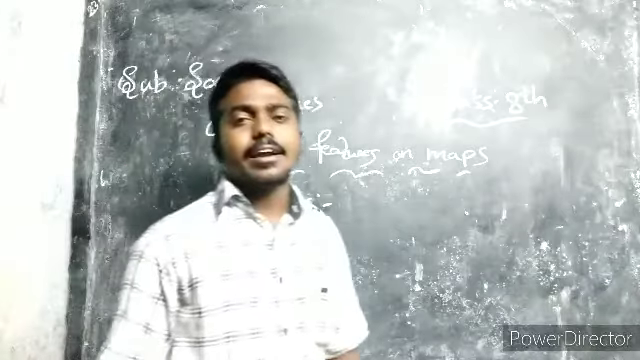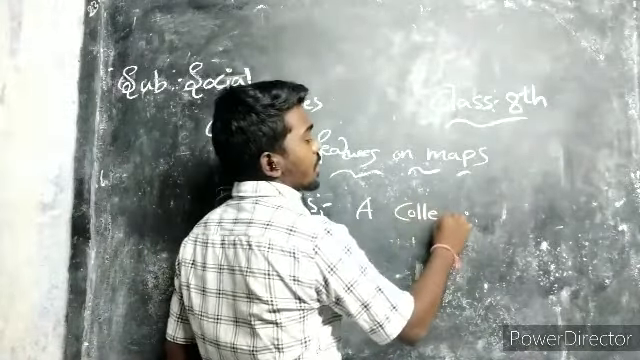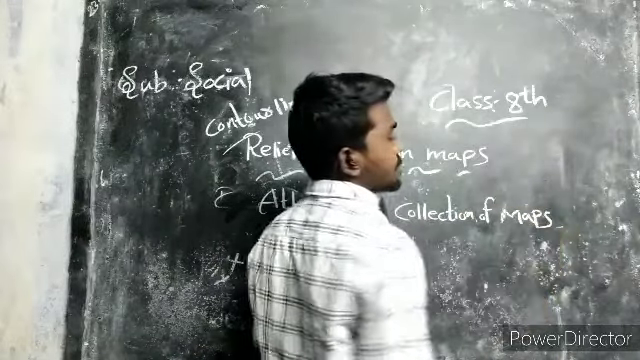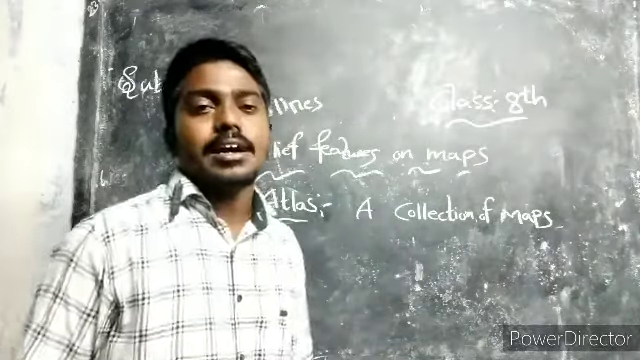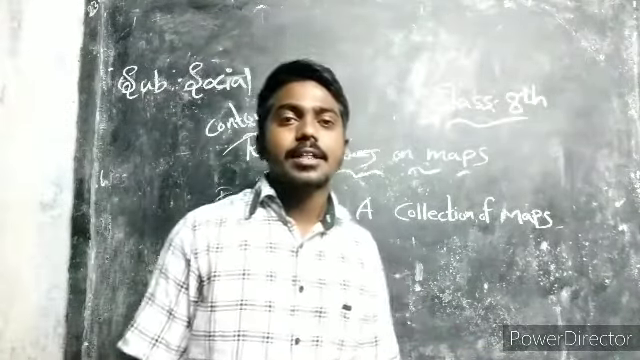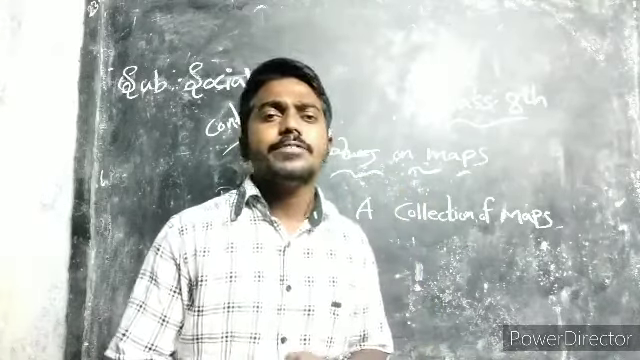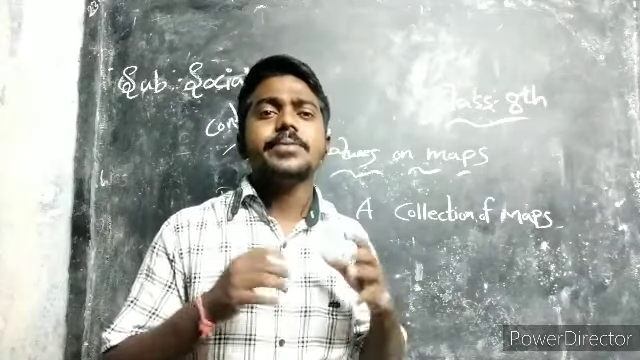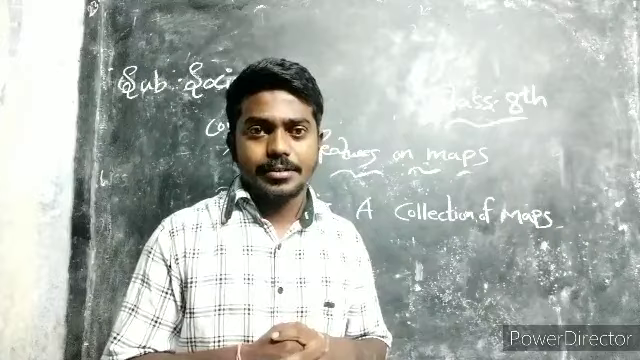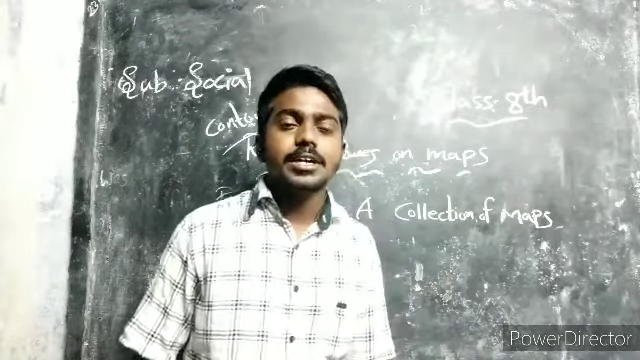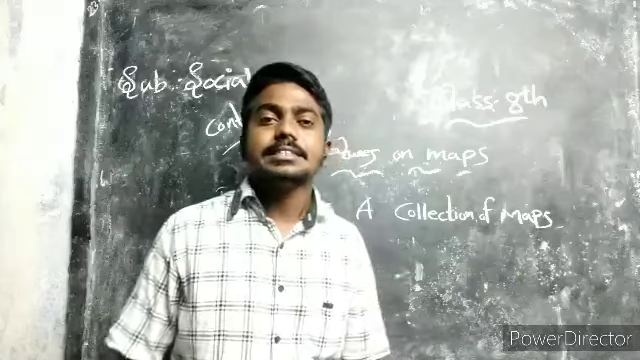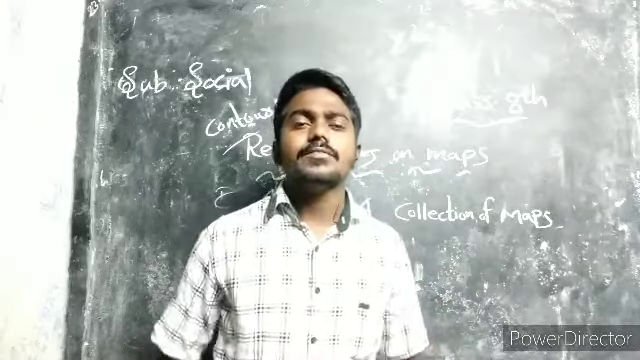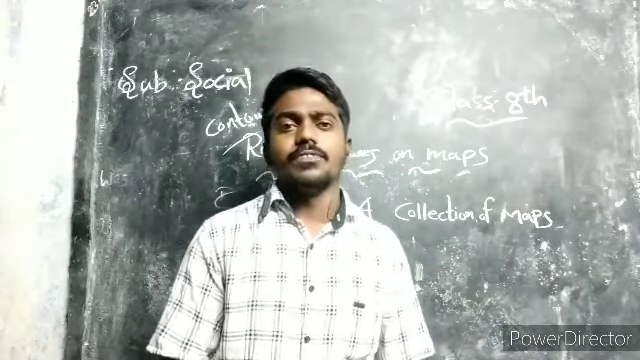Okay, very important. A collection of maps is called an atlas. By using the atlas, you can get more and more useful information regarding different places in the world. Atlas means a collection of maps which are arranged with different themes.